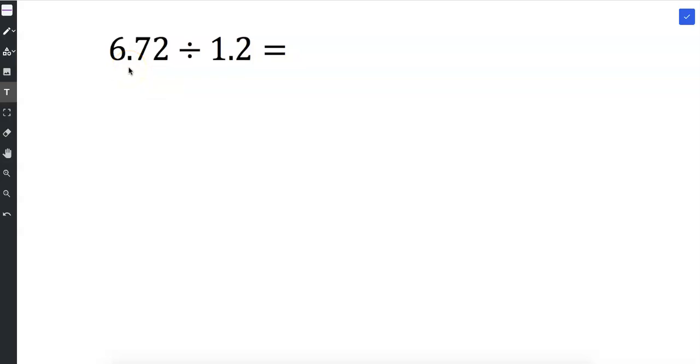In this example, we are taking 6 and 72/100ths, which is the dividend, and we are dividing it by the divisor, which is the 1 and 2/10. Let's go ahead and write this as long division. So I want us to start by recording the dividend that goes underneath the division symbol.